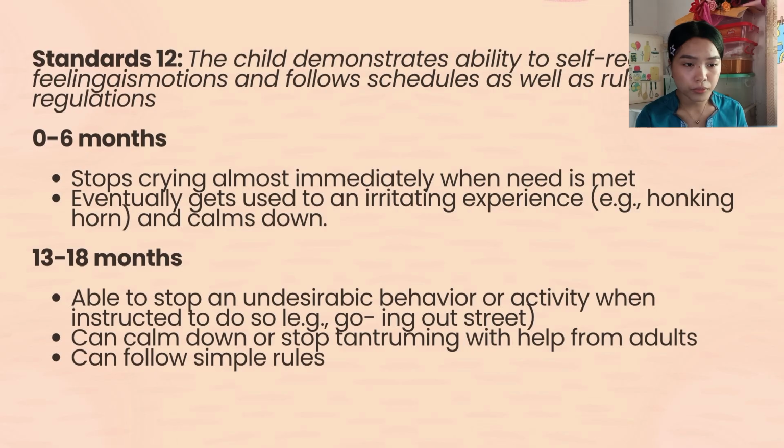So, if the baby is instructed by their caregivers to calm down, or when the parents try to say shh or something like that, they can already start to stop tantruming. They can also follow simple rules, for example, do not touch the TV, do not touch that one, do not eat that one because that is dirty. So they can already follow simple rules during this age.